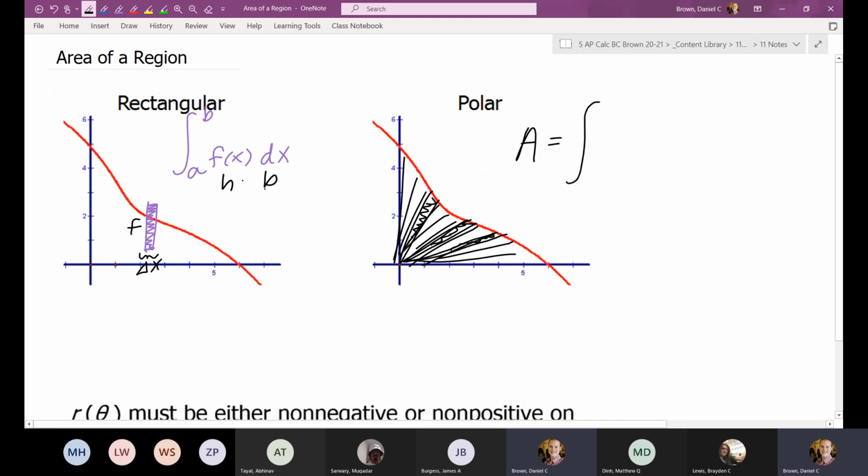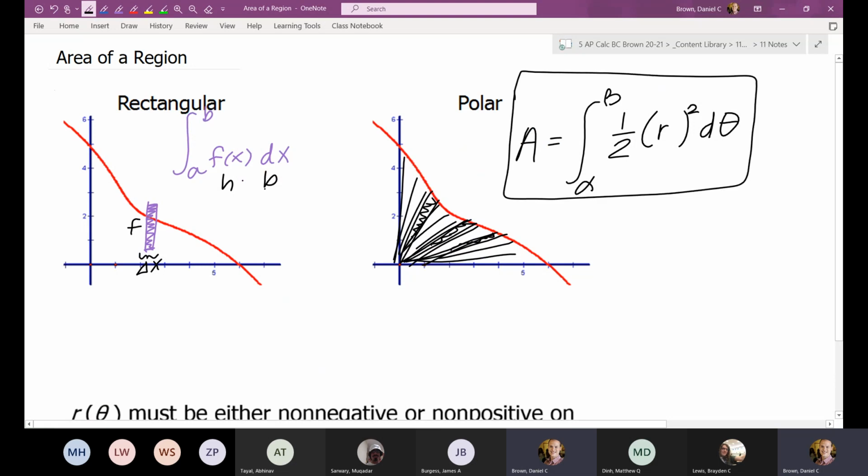It's going to be the integral. We often write it from alpha to beta just because those are representing angles and not x values, but if you wrote a to b, clearly the same thing. From some starting point to some ending point. What's the area of a sector? 1/2 r squared times theta. We're going to write it as 1/2 r squared d theta. This is the area of a curve in polar form.